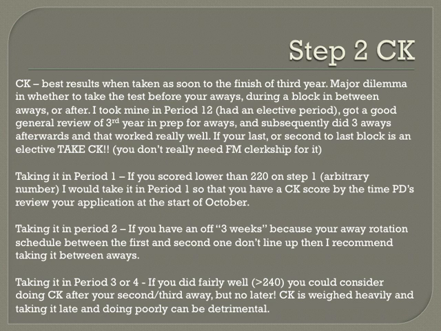Basically, if your second to last or your last rotation is the elective month, then definitely plan to take CK then, as that will probably be your best time to take it. So taking it in period 1 of fourth year before you go on any of your aways. I guess 220 is kind of the arbitrary number I took. This was from TCEP. They kind of defined that as a lower score. If you scored lower than 220, then I would take it in period 1, so you have a CK score by the time the program directors review your application October 1st.